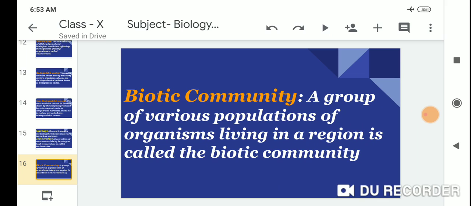Biotic community. A group of various populations of the organism living in a region is called the biotic community.